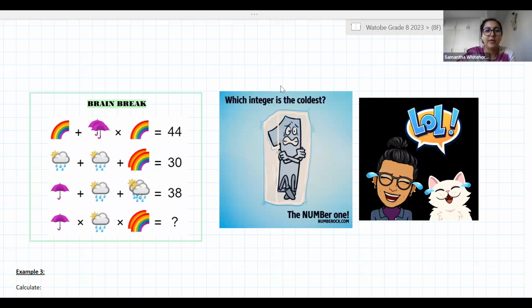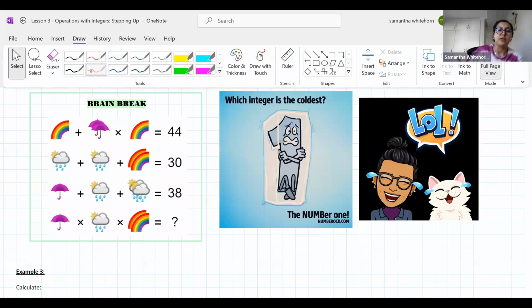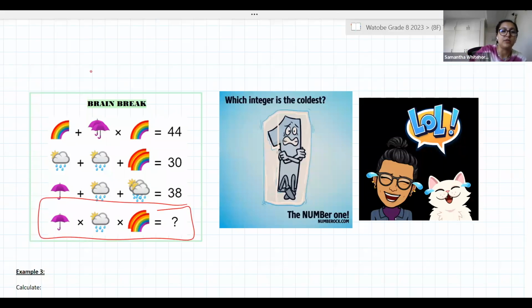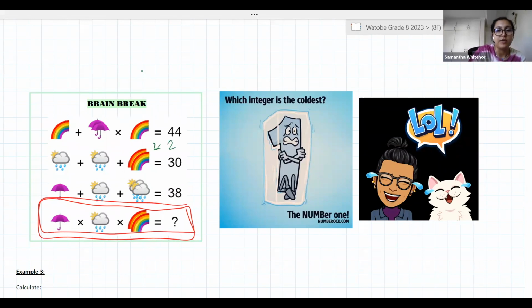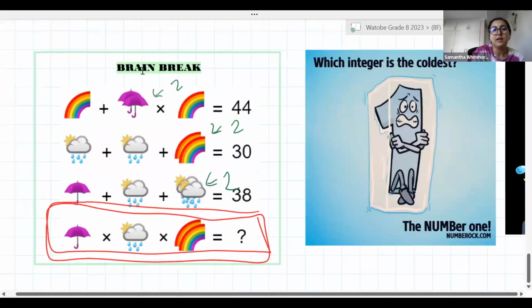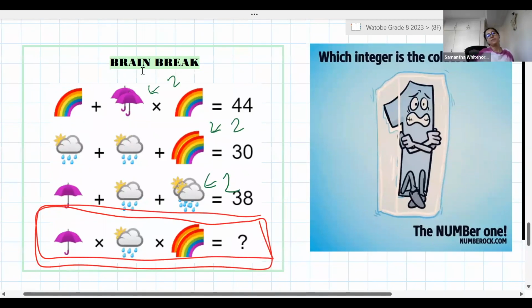So for our brain break here, we want to work out what the rainbow, the umbrella, and the rain cloud is worth so that we can get the value of our final equation, which is this one over here. Now, what I want you to be careful of, guys, is take note of whether or not there's one or two. So here, we've got 2 rainbows. Here, we've got 2 umbrellas. Here, we've got 2 rain clouds. So just take note of that as you're going along and doing them. So I've made it a bit bigger, so hopefully everyone can see. But give it a try.